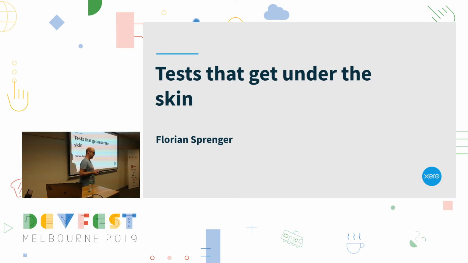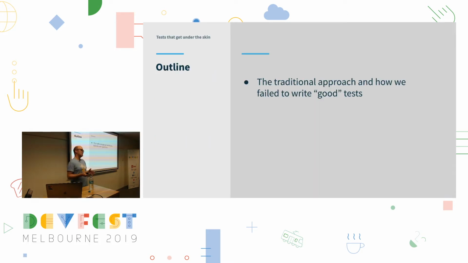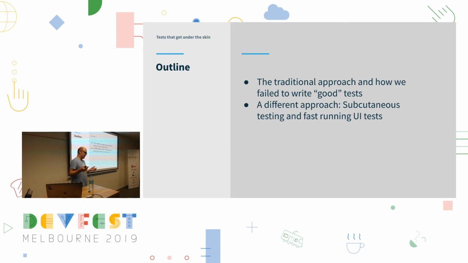Hi, I'm Florian, and after a decade in social and mobile gaming and a stint in helping people turn their lights on and off with their phone, I'm now working at an accounting software company named Xero. And today I want to take you on a little journey about how at Xero we failed to write good tests for Android apps. And then I'm going to tell you a little bit more about how we learned from these mistakes and how we're applying some very simple architectural principles to write subcutaneous tests and fast-running UI tests.